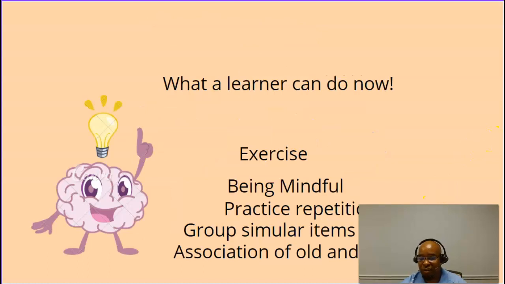So, what can you do now? Exercise. Exercise is very helpful. Being mindful of what you're doing, practice repetition, group similar items together, like birthdays, A's, like on your phone, you have all A's. You might group things like that and associate some old things with some new. So some new ideas come out. How can it be associated with some old things that will help increase your level of working memory?